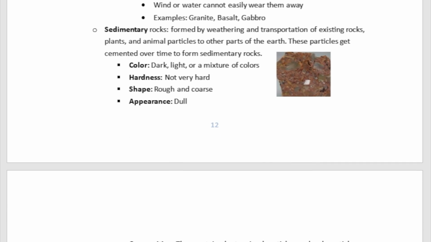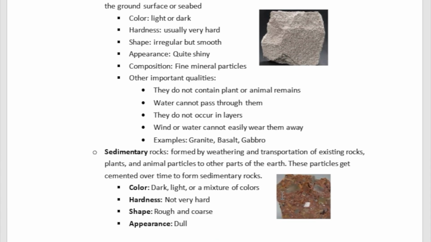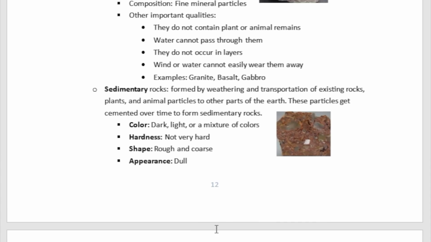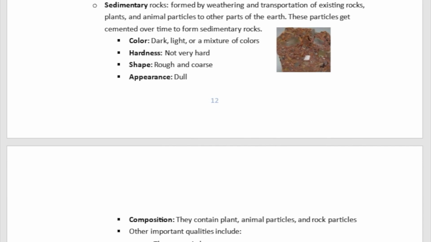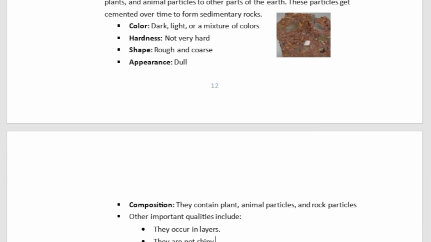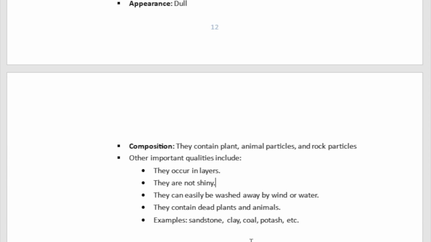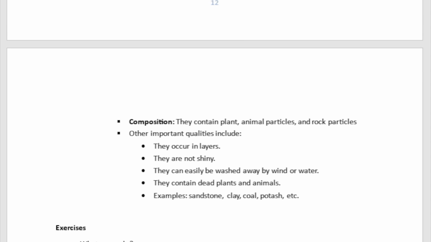They occur in layers, so you are going to see a layer of a sedimentary rock, another layer on top of that. And they're not as shiny as igneous. You can tell that this one is not as shiny as igneous rocks, right? They can be easily washed away by water or by wind, and they contain dead plants and animals. And examples of those kind of rocks are going to be sandstone, clay, coal, potash, and all those kind of rocks.